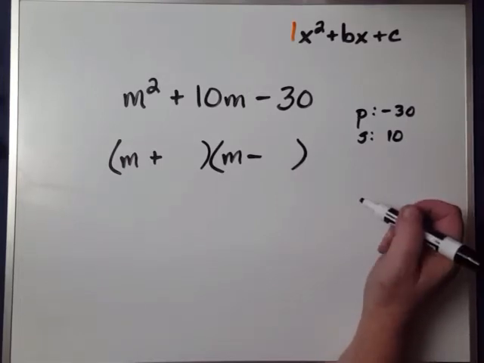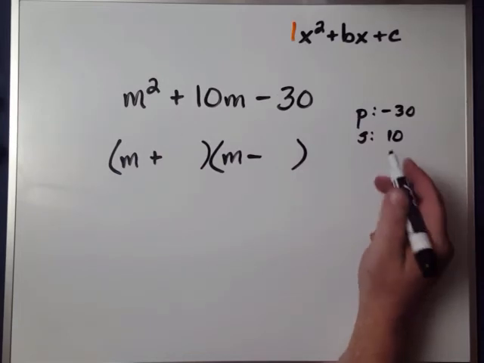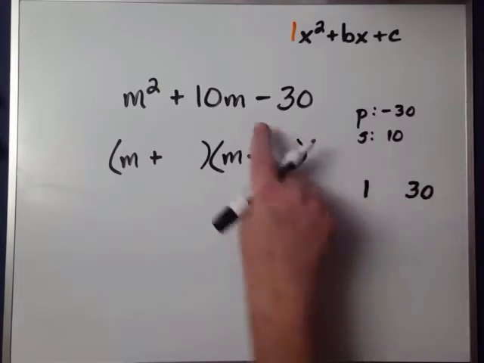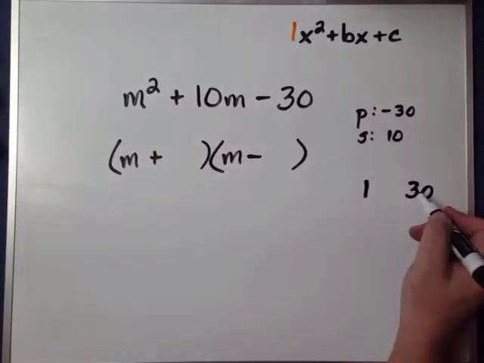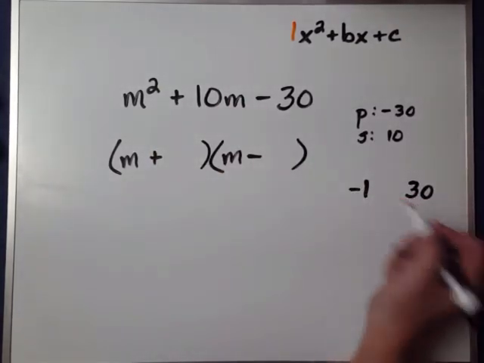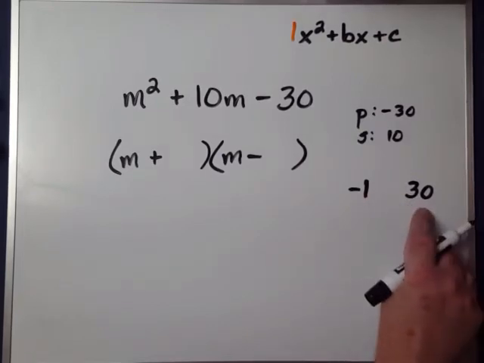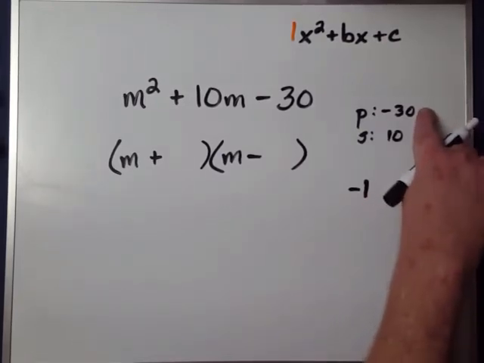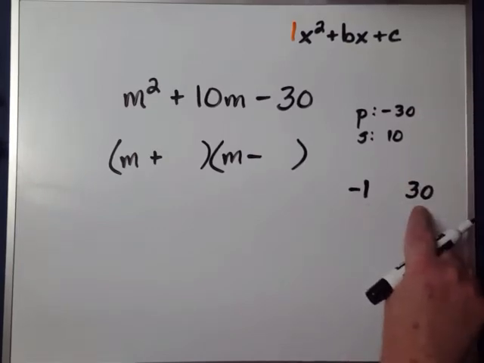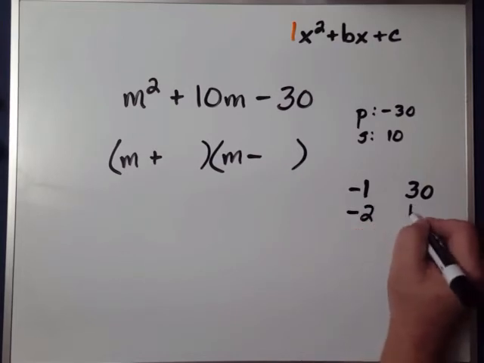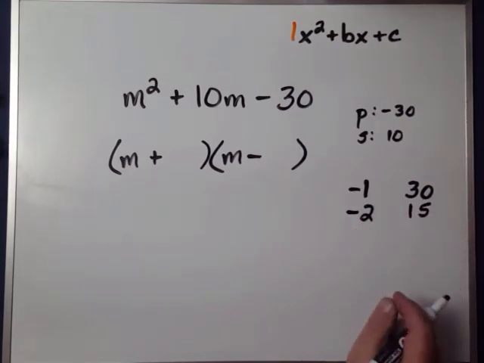And if we get stuck, we can go down the list. Start with 1 and the number itself. And we said they're opposite in sign. The bigger one is positive, so the little guy's negative. Is it negative 1 and positive 30? They certainly multiply together to give me negative 30, but do they add up to 10? No. Does 2 go into 30? Yes, 15 times. Does that add up to positive 10?